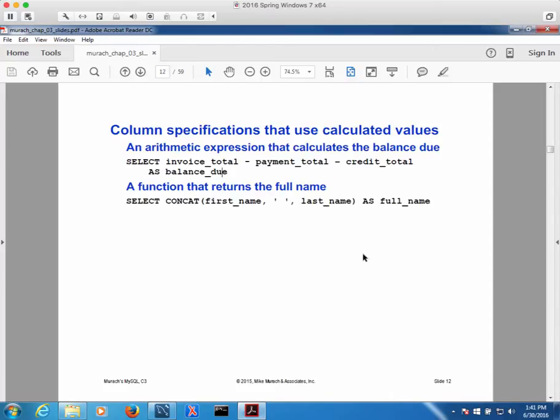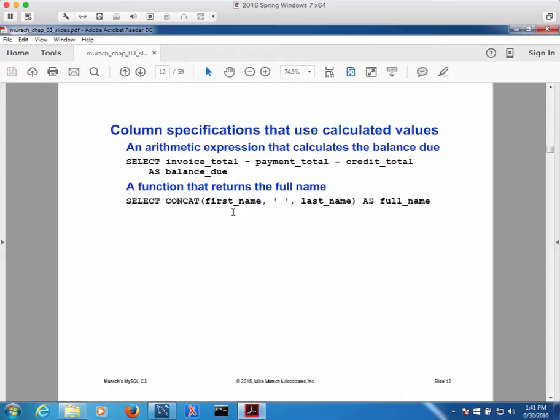Column specifications that use calculated values. The first thing that we want is invoice total minus payment total minus credit total as balance due. So that says we want one column in the results set called balance due, and we give the calculation that uses three columns that are in the table in order to produce the one column of calculated output that we want for balance due.